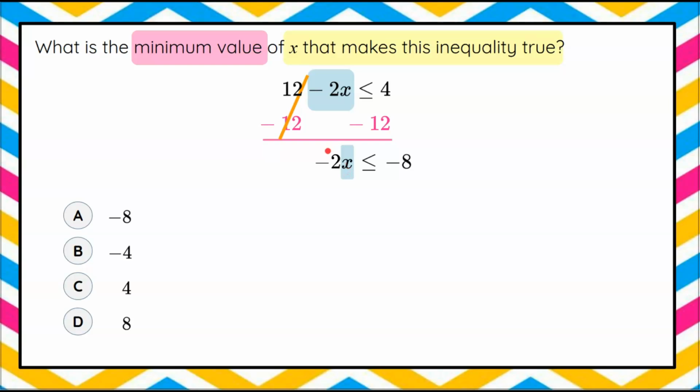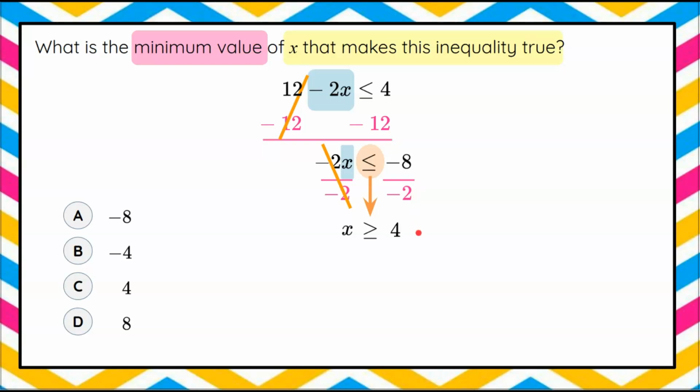So I see it's being multiplied by negative 2. The inverse of multiply by negative 2 is to divide by negative 2. And what I do to one side, I must do to the other. And I want to note that when I divide both sides of an inequality by a negative value, I have to reverse the inequality symbol. So negative 2 divided by negative 2 is 1, leaving me x. And then I need to remember to reverse my inequality symbol, so it's going to be greater than or equal to. Negative 8 divided by negative 2 is positive 4.